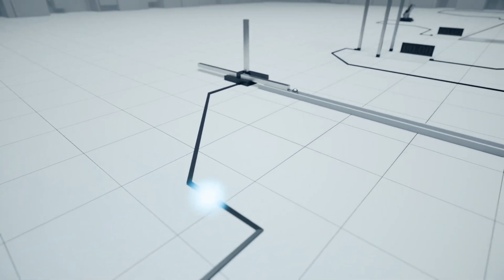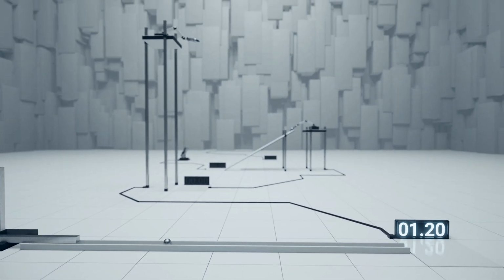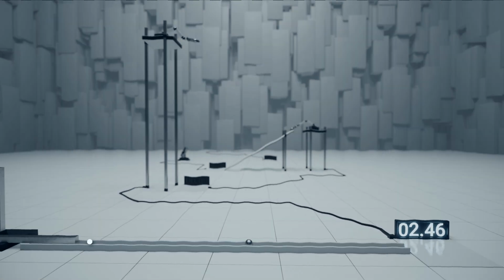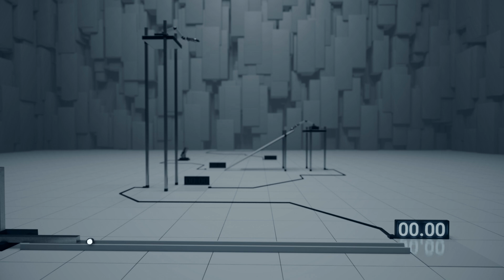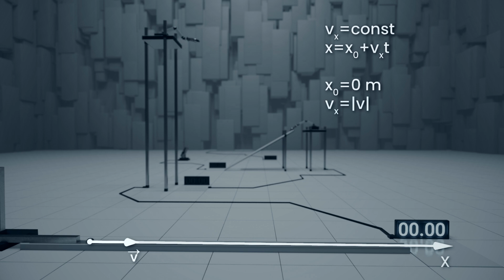Let's start with the simplest type of motion, uniform rectilinear motion. We place the origin of the coordinate system at this point. Time measurement begins when the object is at the origin. We direct the x-axis along the direction of motion. The equation for uniform motion has the following form. In our chosen coordinate system, the initial position is 0. The velocity vector is directed along the x-axis, so its projection is equal to its magnitude.